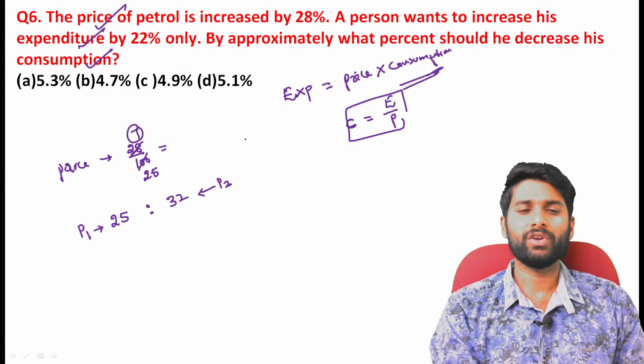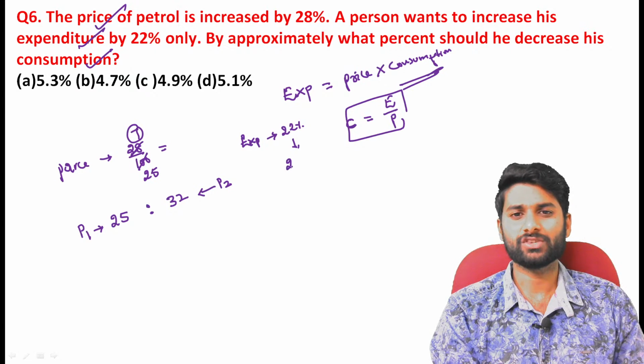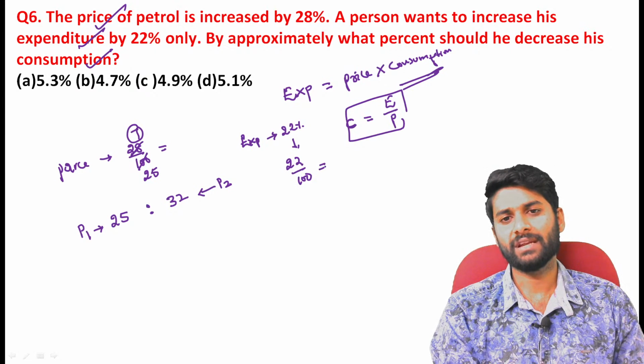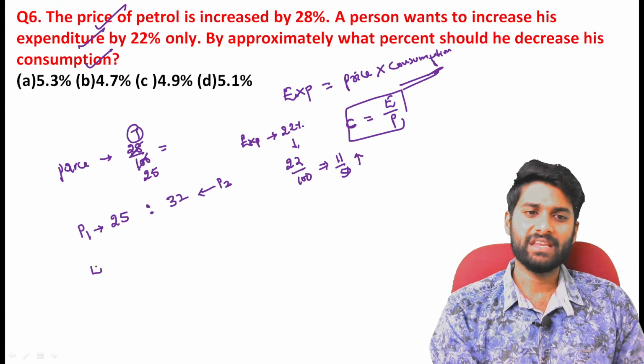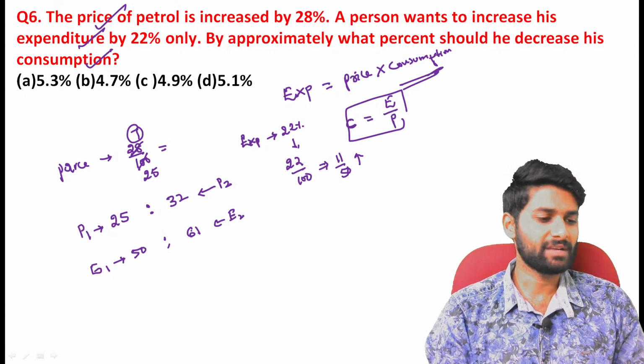Now, a person wants to increase his expenditure by 22%. 22% means 22 by 100. 22 by 100, the value becomes 11 by 50. It is also increased, meaning the initial expenditure is exactly equal to 50 units. Now, the expenditure increases by 11 units. 11 units means now the value becomes 61.